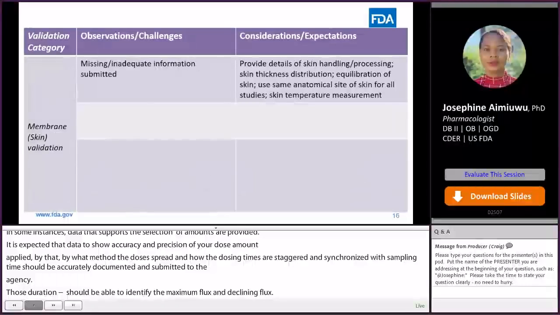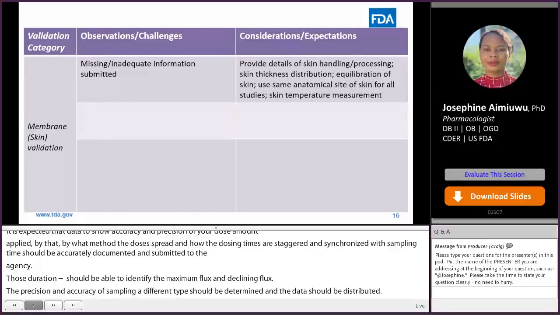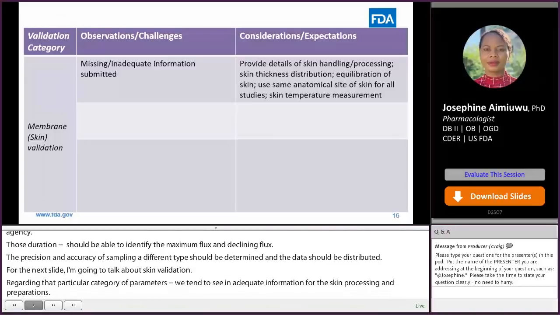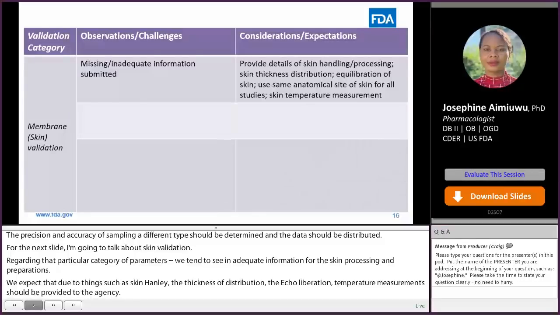For the next slide, I'm going to focus on scheme validation. Regarding that particular category of parameters, we tend to see inadequate information for, say, skin processing and preparations. We expect that details such as skin handling, the thickness of distribution, equilibration, temperature measurements should be provided to the agency. Also, we encourage that applicants consider using the same anatomical area of skin for all studies.